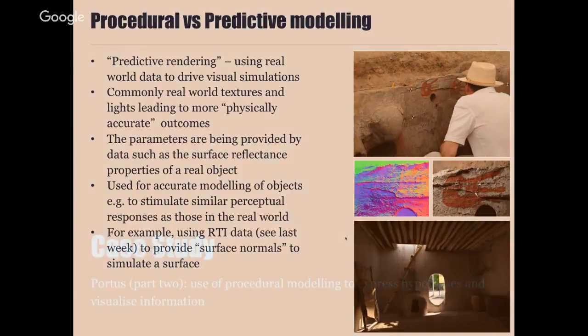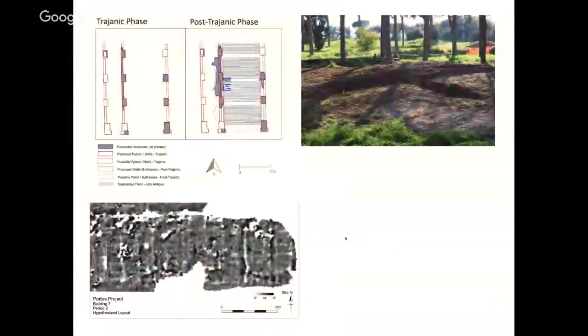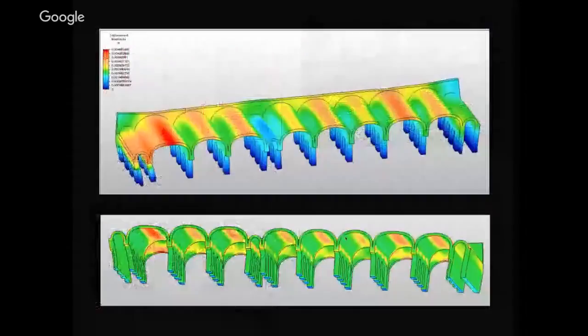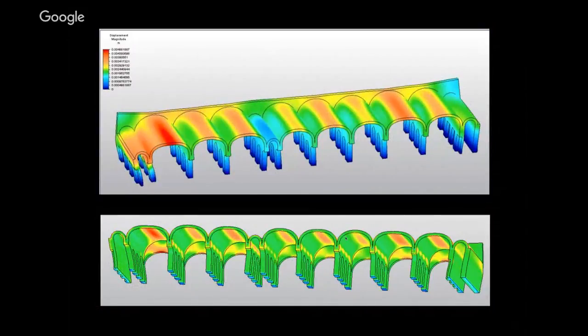Here's just a very quick case study of the procedural modeling, building on what I discussed with respect to Portus last week. So these are some conventional archaeological data. You've got a plan, you've got a photograph, you've got some geophysical data relating to a particular building. This is work by James Miles, where volumetric, quite simple models were produced on the basis of that information, manually, not automatically, and then tested according to the structural properties of the potential building. So using the material information, the material that it was made from, the spans, and so on, to identify whether or not essentially the building would fall down or not.